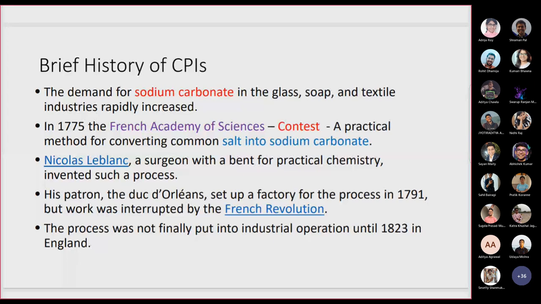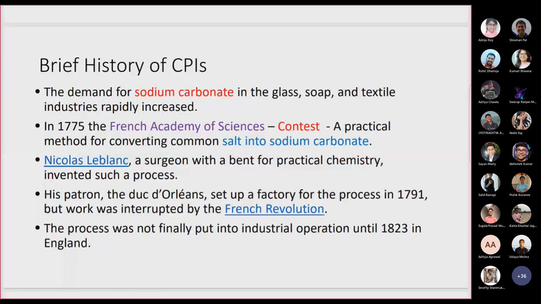Profession-wise, he was a surgeon, but he was more interested in practical chemistry, and he invented this process. That is why modern chemistry is often said to have started from the Leblanc process. Nicolas Leblanc is often called the founder of modern chemistry. So he started this process.